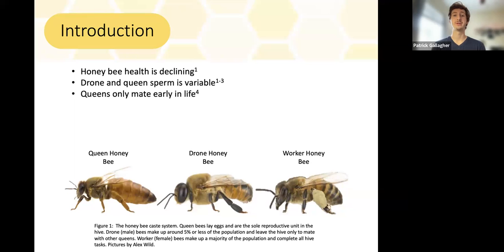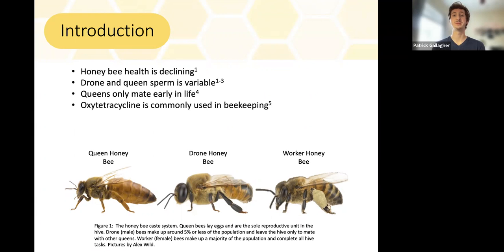We also know that queens mate early in their life, so they are going on these mating flights and collecting highly variable sperm from these drones, which can lead to increased rates in queen replacements. Increased queen replacement rates can lead to an increase in hive mortality.